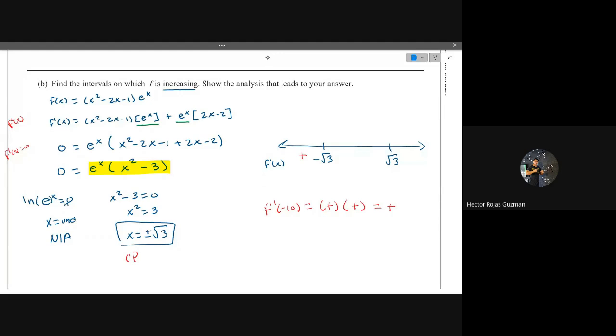Okay. Now we're going to plug in 0. f prime of 0, e to the power of 0 is 1, or in other words, positive. 0 squared minus 3, well, that's a negative, so we get a negative. And then you can plug in something bigger than radical 3. E to the power of 10 is positive. 10 squared minus 3 is positive, so we get positive.